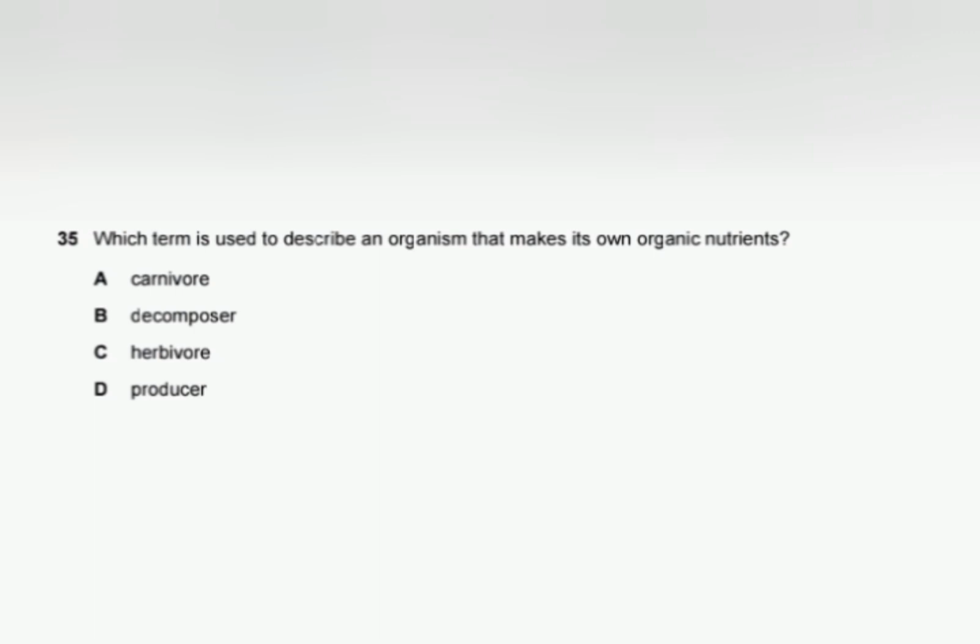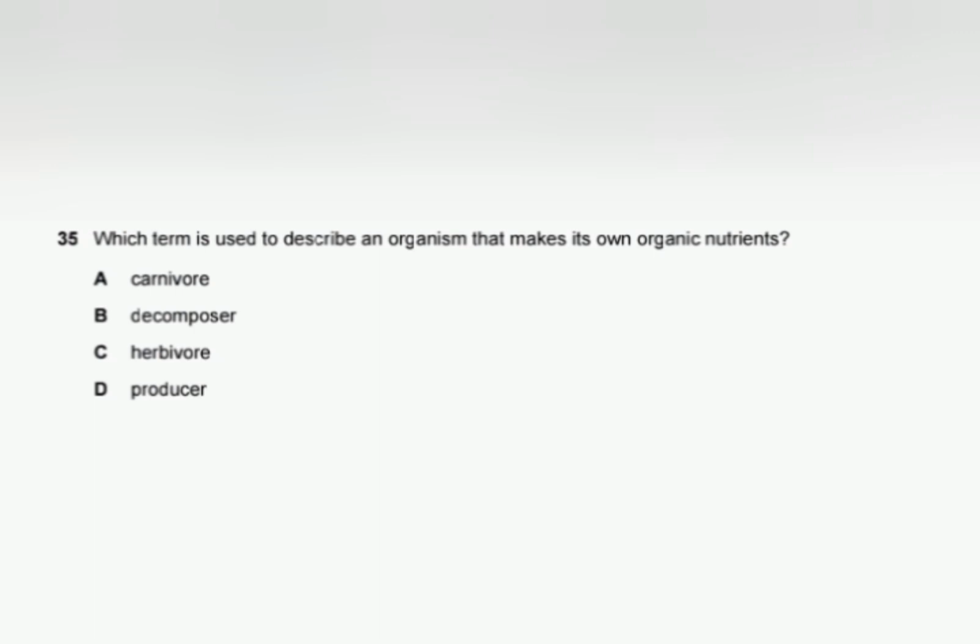Then as for B, we have decomposers. As for decomposers, they decompose what? Dead organic matter, for example, a rhizopus and a bacteria. Then as for C, which is herbivore. So an herbivore is just an animal that feeds on plants, like a goat and also cattle.